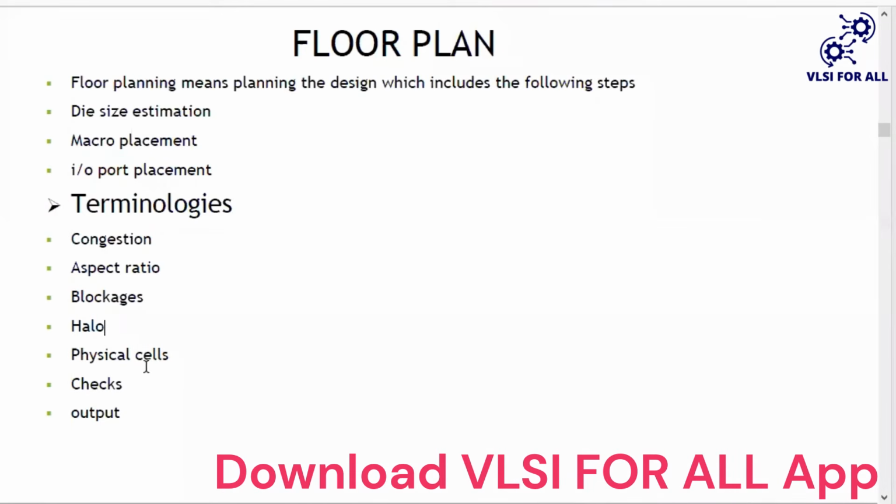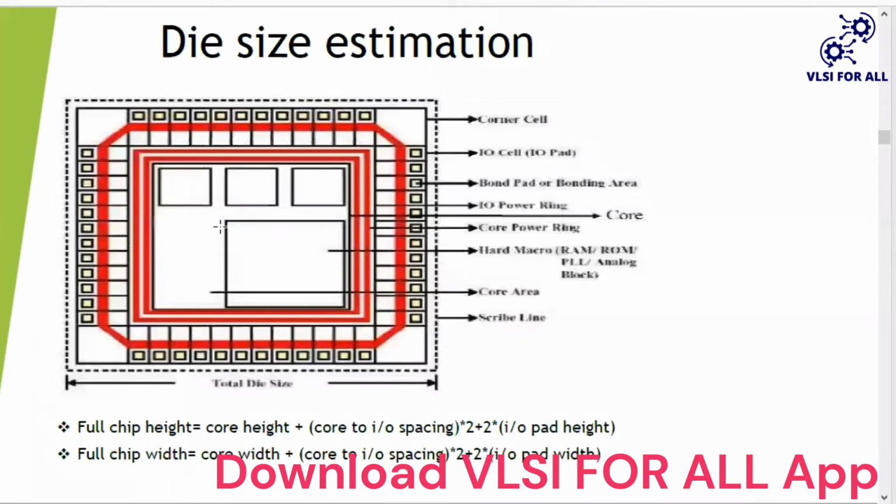Okay, halos and physical cells, and once we are all done and our technology is good, then we can check the sanity checks, and next we need to dump the output files. How are we able to estimate your design's die size, die area and core area? Now see here, you are seeing, right? The aspect ratio.